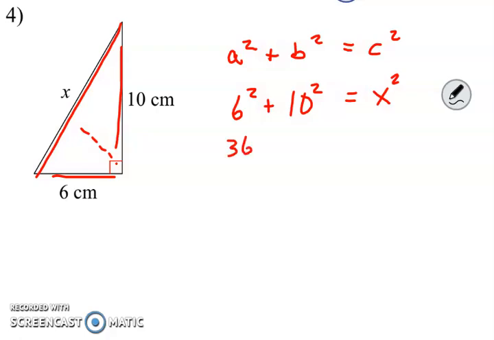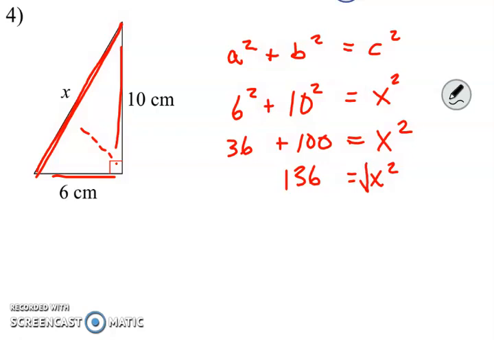So 6 squared is 36. 10 squared, that one's easy, that's 100. And that's set equal to x squared. When I combine these, I get 136 is x squared. Now I don't want x squared, I want the actual value of x. That'll give me the actual distance of this hypotenuse.